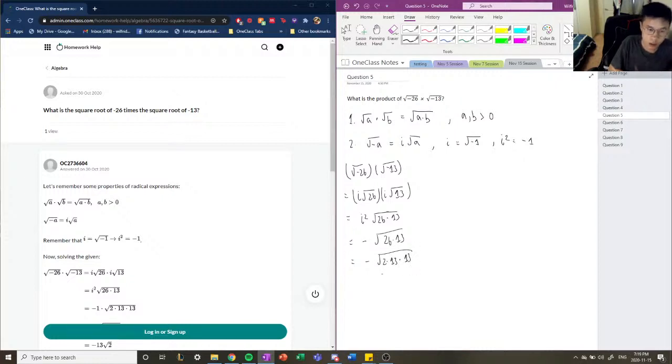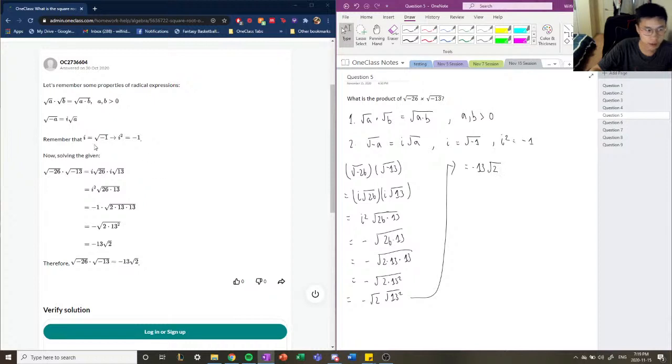All right. So this can alternatively be written as negative root of 2 times 13 squared. And the square root of a square is just the number itself. So now we have negative 13 times root 2. So that's the answer to this product.